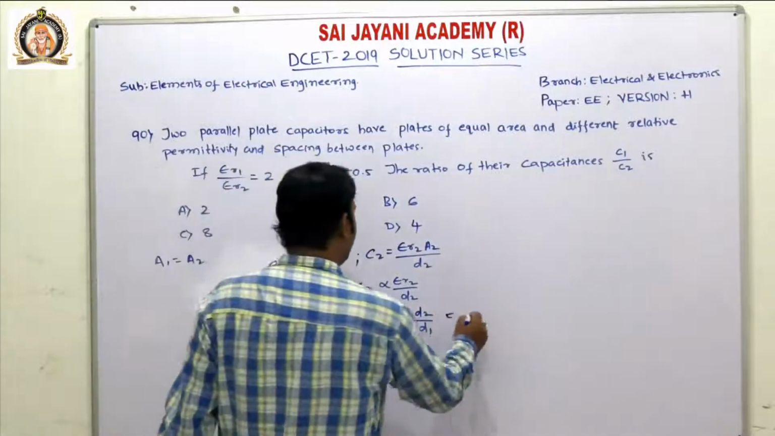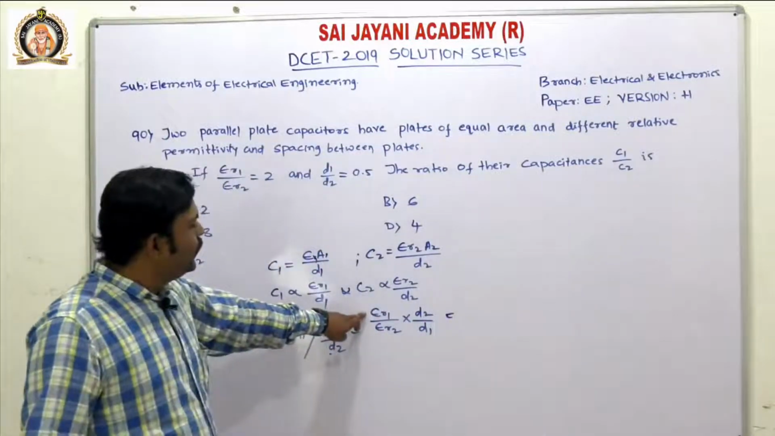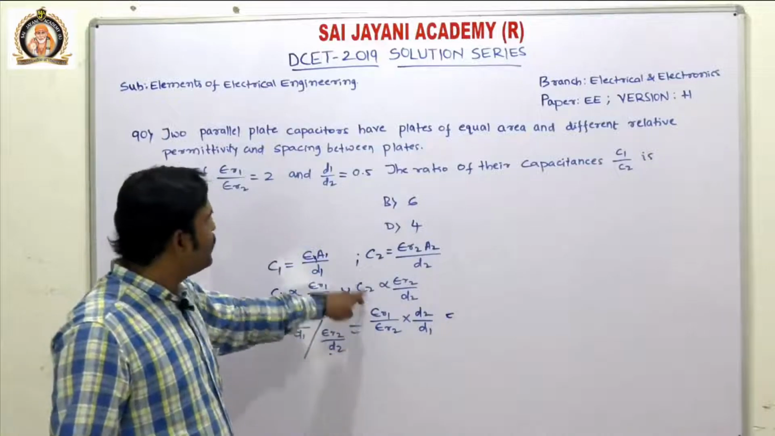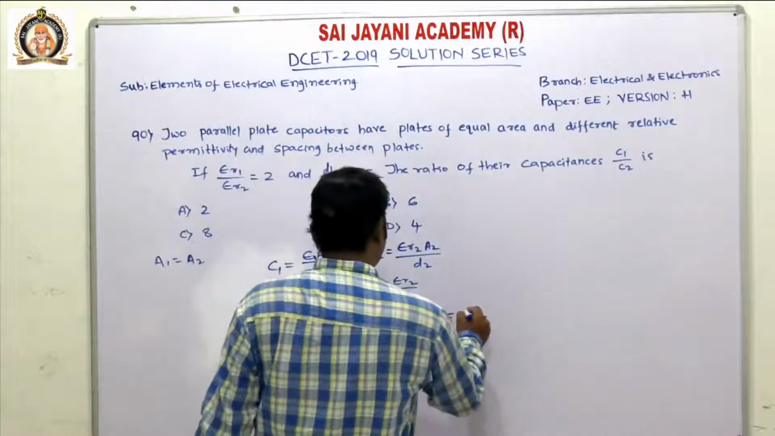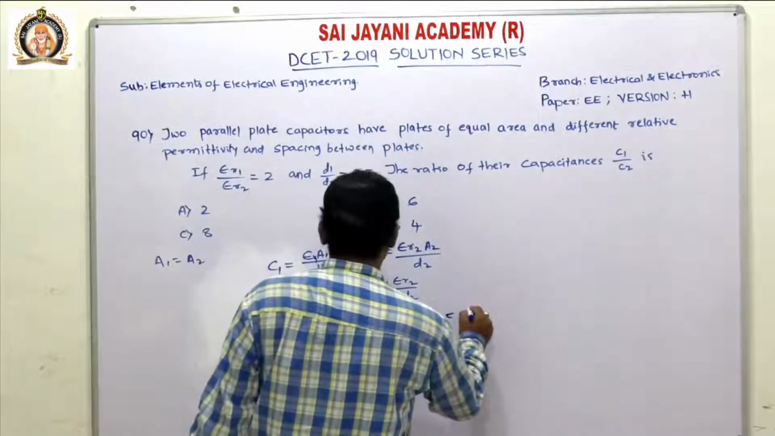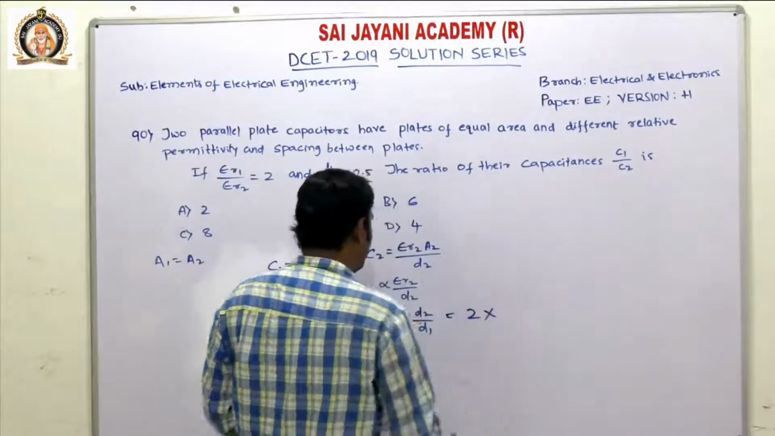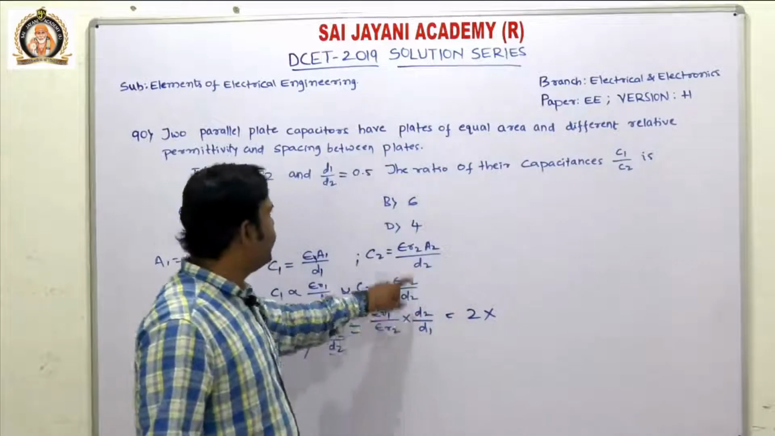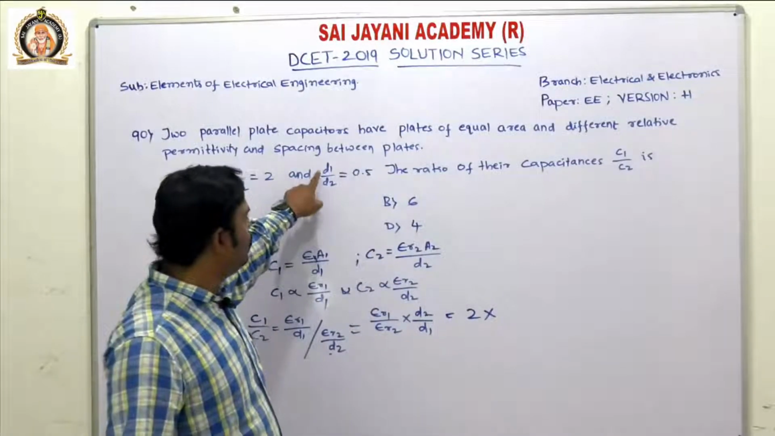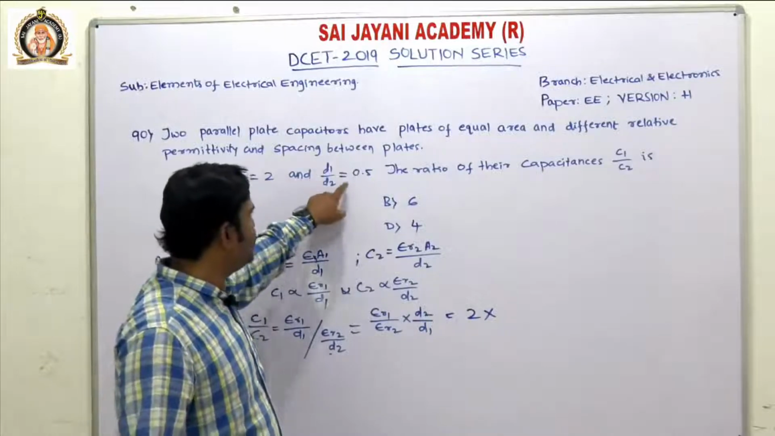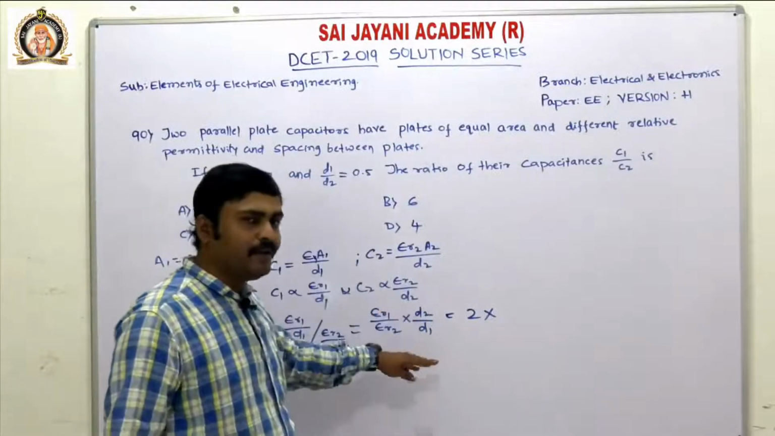So now, he has given epsilon R1 divided by epsilon R2 is 2, right? Epsilon R1 divided by epsilon R2 is 2 into D2 by D1. He has given D1 by D2. He has given D1 by D2 is 0.5. What will be D2 by D1?